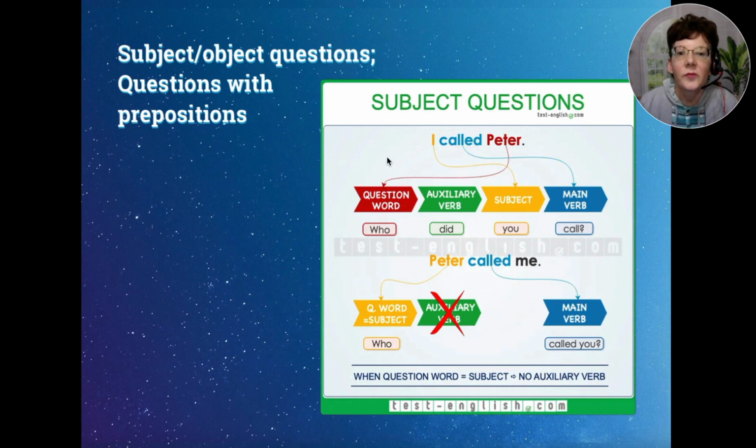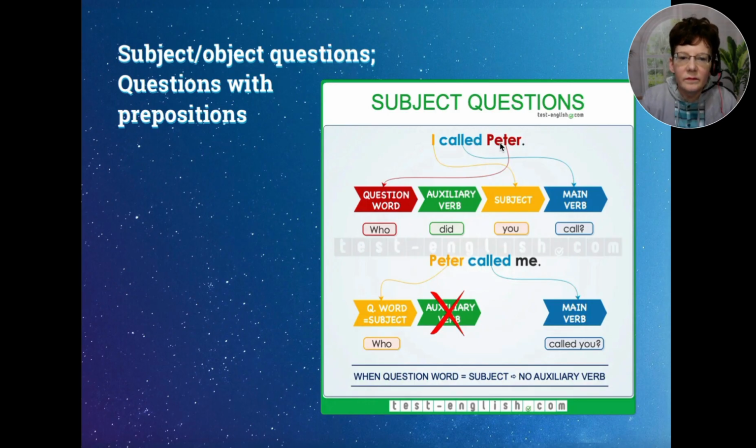All right, so we'll look briefly at this chart here. Subject and object questions, questions with prepositions. An example of a subject question is: I called Peter. There's a question word, who, an auxiliary verb, did, the subject, you, and the main verb, call. So the question is, who did you call? And the answer is, I called Peter.